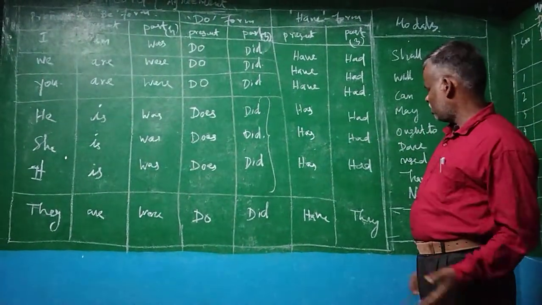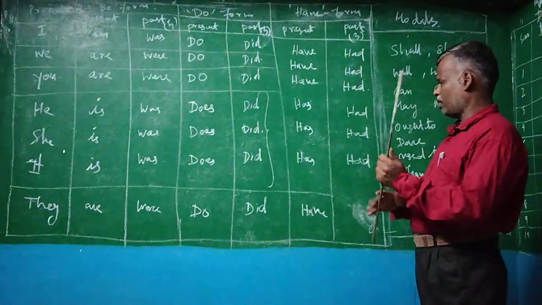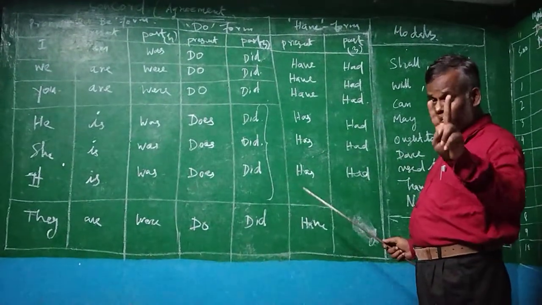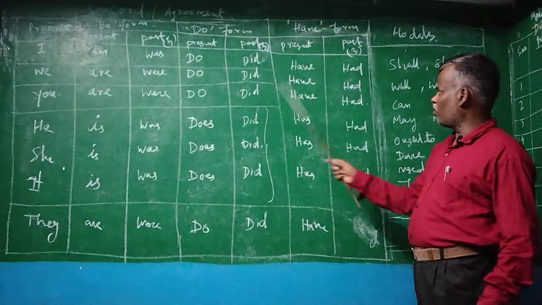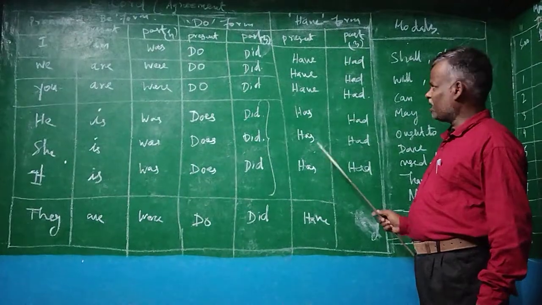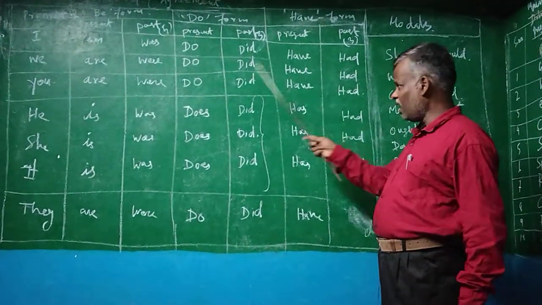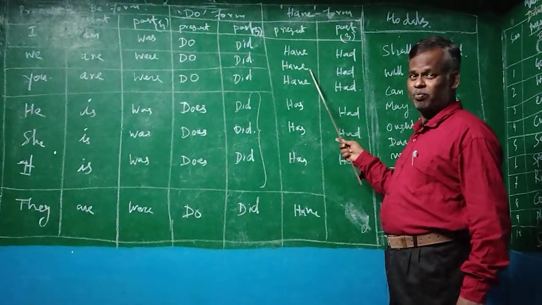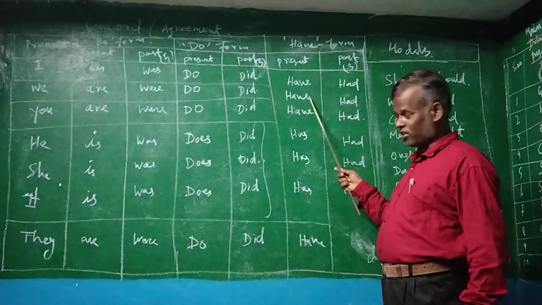We have to substitute for all the things available; only one form, had. In the same manner, we have the present perfect. For I, we, you, they we use have; for he, she, it, third person singular, has, followed by the past participle. For example, I have studied in Annamalai University. And we have played in the morning. Just now, we have played carom or chess.